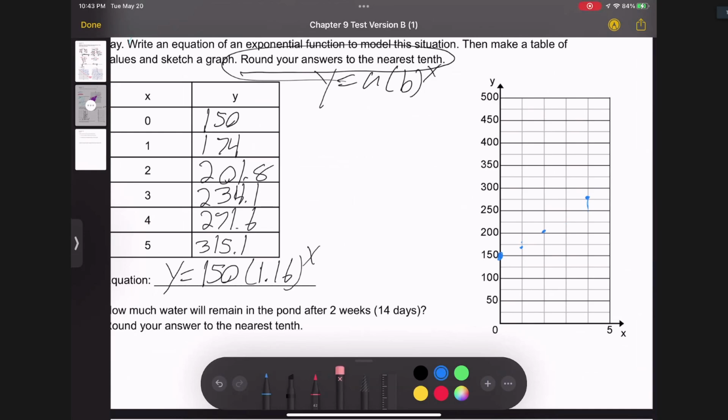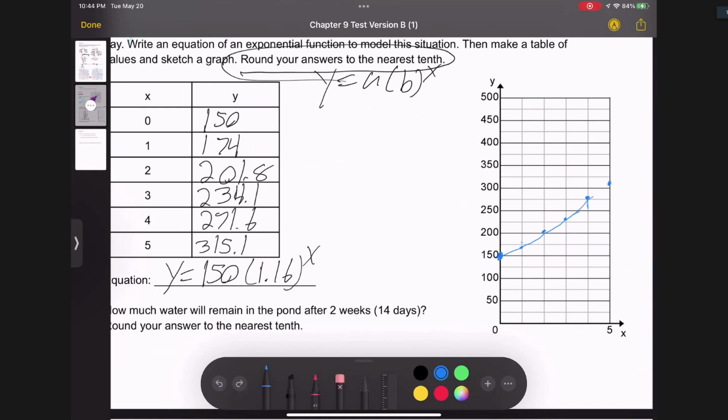I would say this is actually above because it's 234. This should be 201, so it should be more like this. Sorry for that. Again, it's not 100% accurate. Try the best you can. We got 5, 315. That's about right there, I would say. Again, you want to make a curve as much as you can to make it very clear.